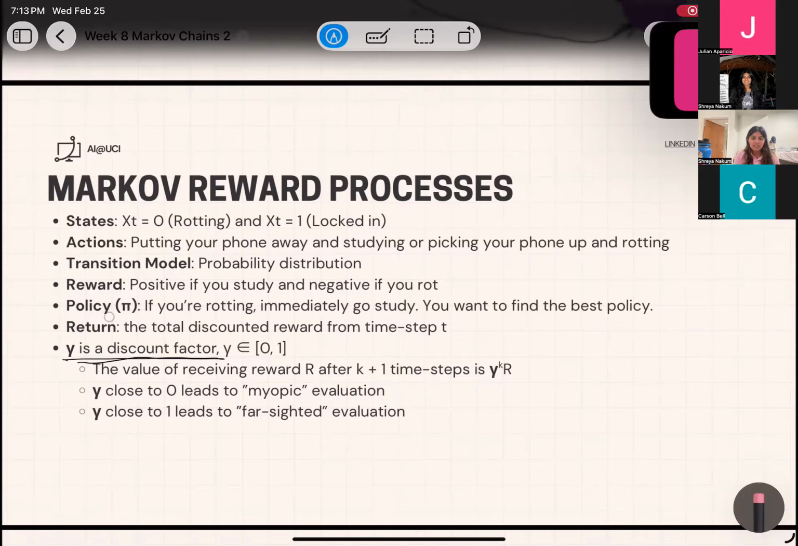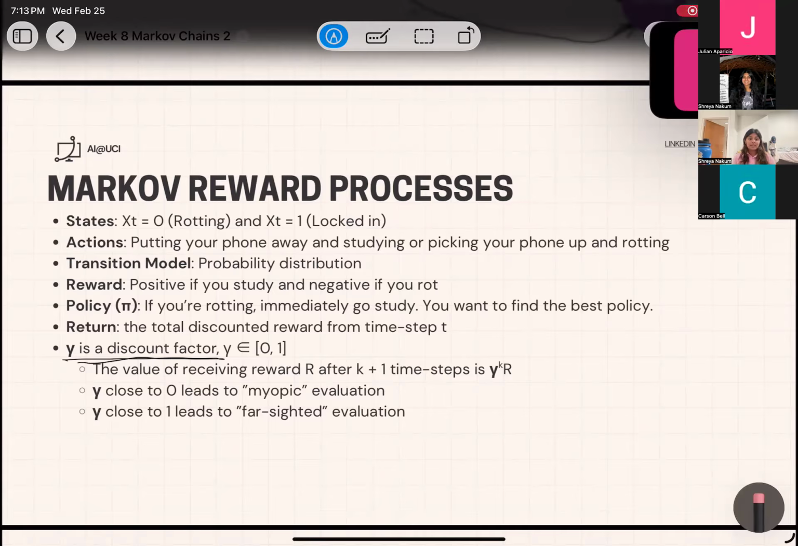Policy is that if I'm rotting, immediately go study. That could be a policy. It's how you make the decision, how your model makes the decision. This is the main thing of reinforcement learning. All those little AIs that play Pong and whatnot, they all have some policy, some rule, or in AI cases, sort of like the algorithm that they developed that maximizes its profit, maximizes its reward. That's what you want to do with the policy.